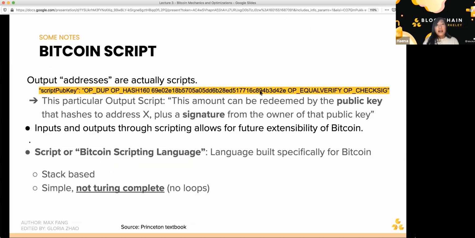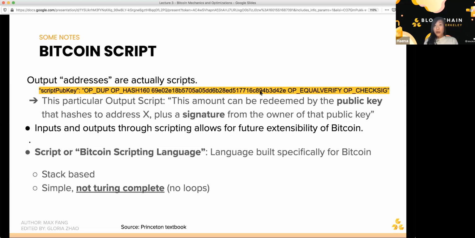Now, the question is, why wasn't Bitcoin designed to just explicitly assign transactions to particular public keys? Well, they chose not to do that because it was considered a little bit limiting. If you make all your inputs and outputs scripts, it's a little bit more flexible for future extensibility of Bitcoin.